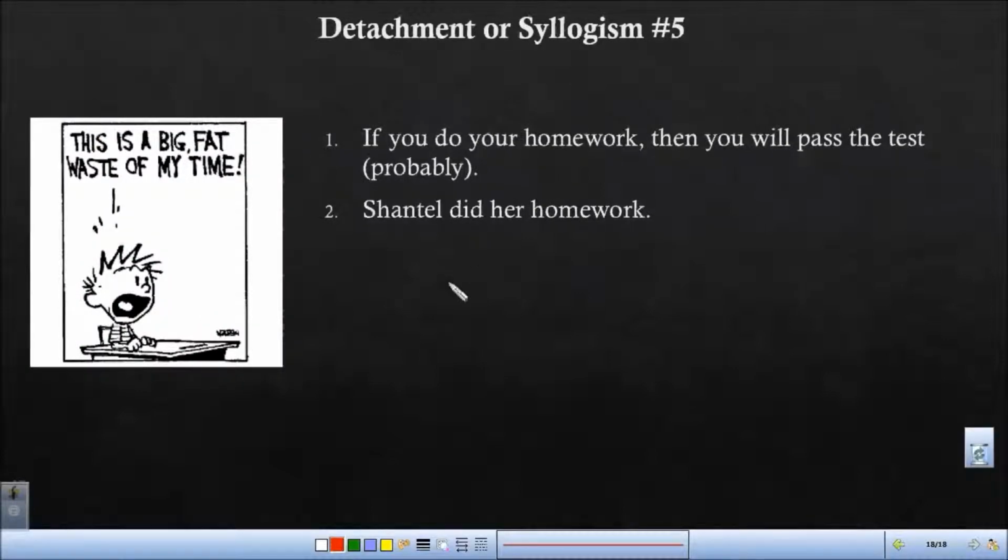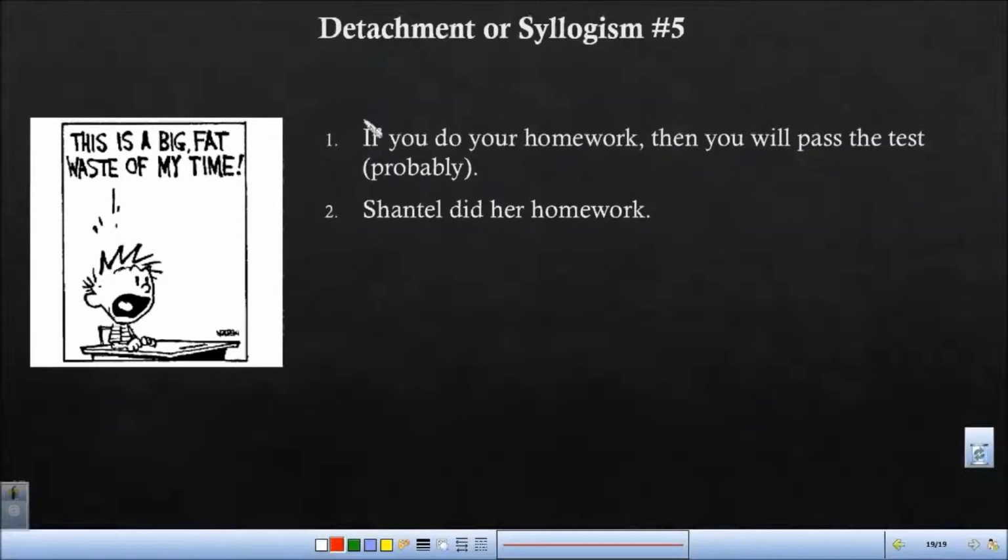Alright. If you do your homework, then you will pass the test. Chantal did her homework. Here we have an if-then statement, which makes this a detachment. So Chantal did her homework, fits the hypothesis, which means we can conclude that Chantal will pass the test. Probably. There's always that chance. Hopefully she passes, though.